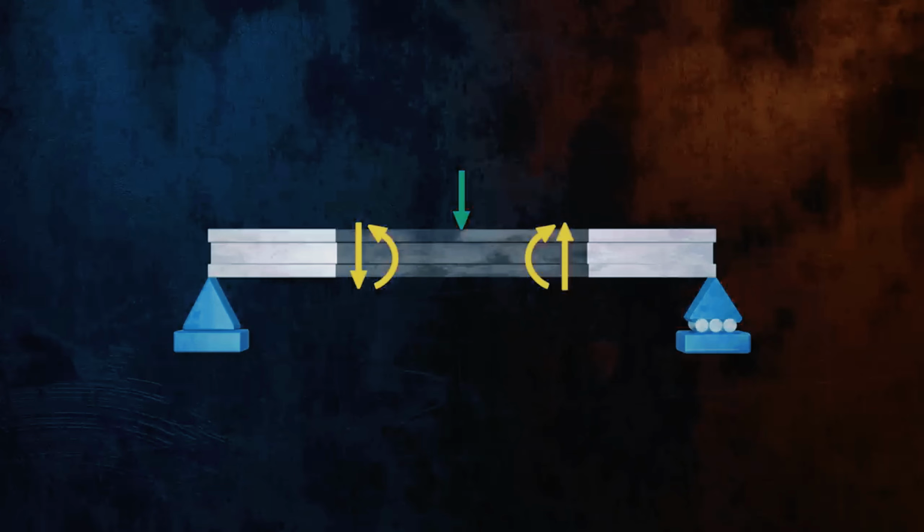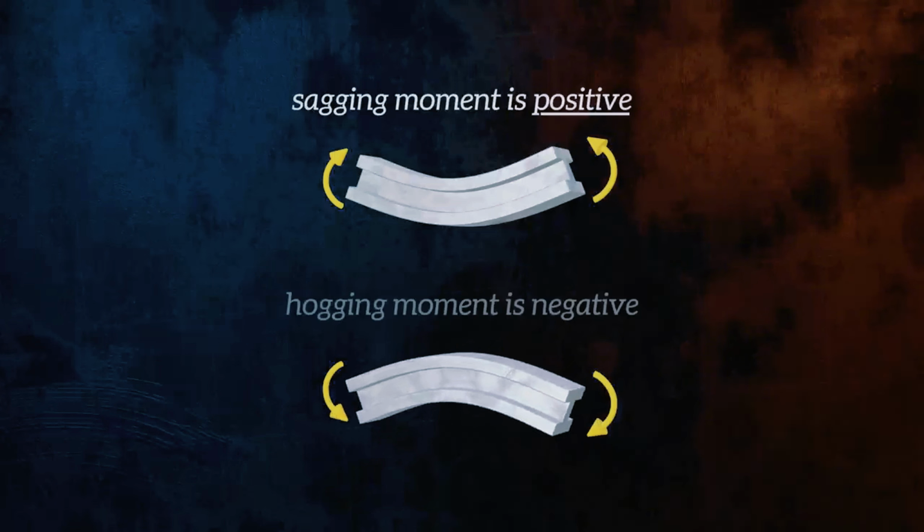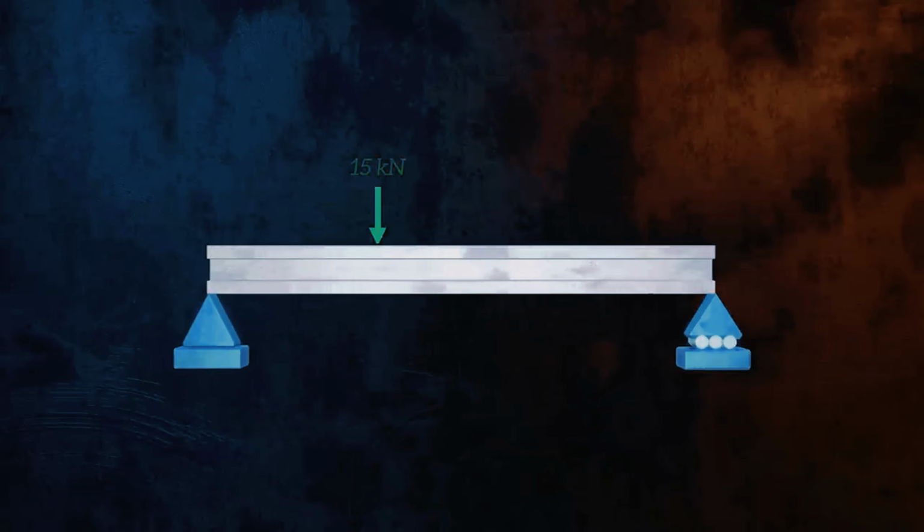Positive bending moments will be those that put the lower section of the beam into tension. Another way to think about it is that bending moments which cause sagging of the beam are positive, and those that cause hogging of the beam are negative. Let's take a look at an example of a beam with pinned and roller supports, loaded by two concentrated forces.